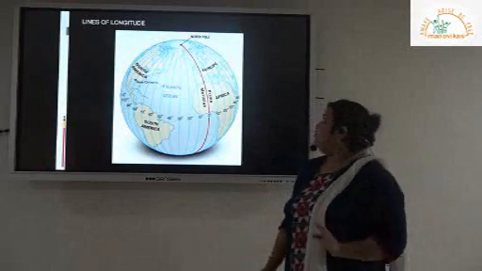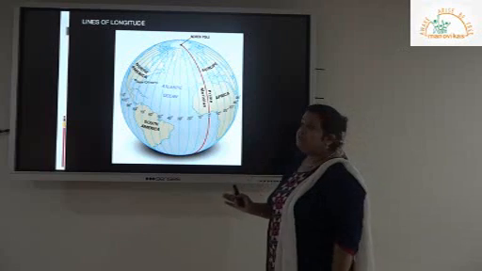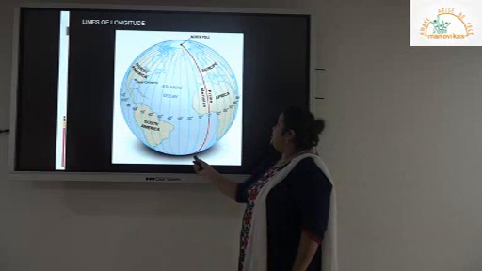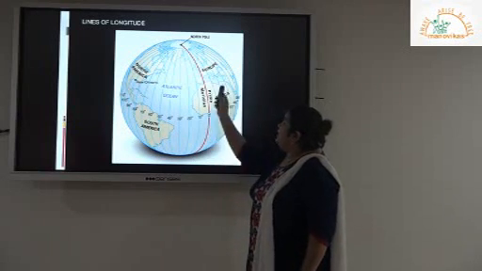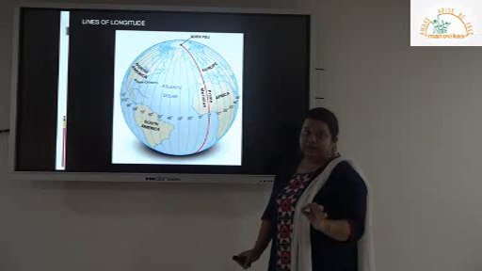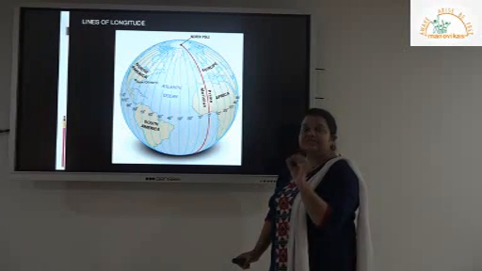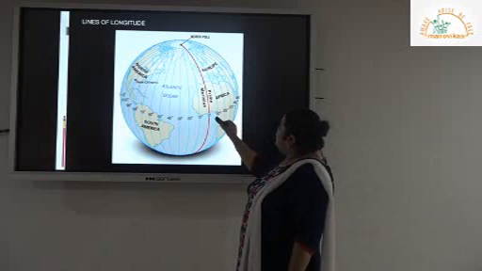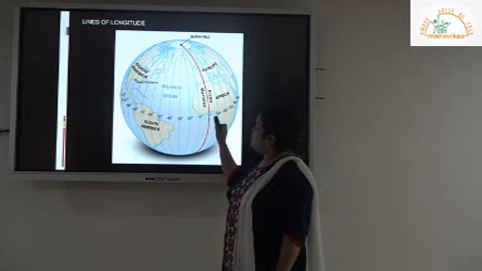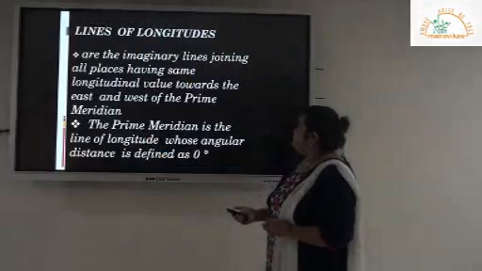Coming towards the lines of longitude. Lines of longitude are imaginary lines running from the North Pole to the South Pole. This is an important meridian of longitude, which is the prime meridian. Exactly opposite to this is your international date line. The value is 180 degrees east and west. So all the values lying towards the east of the prime meridian are suffixed with E, and all the longitudes lying towards the west are suffixed with W.